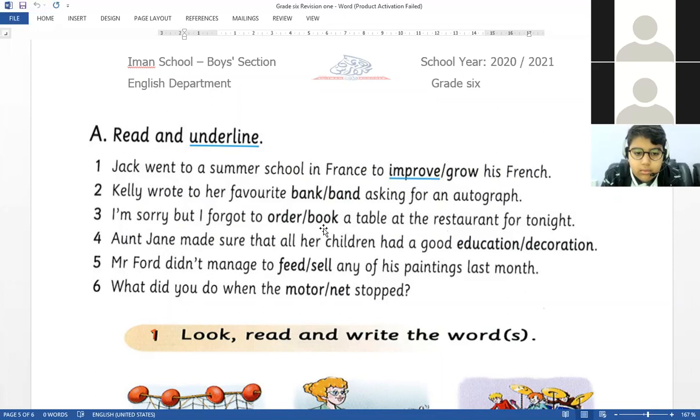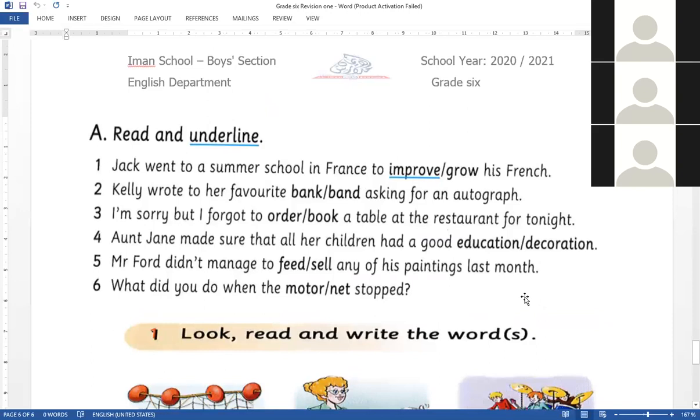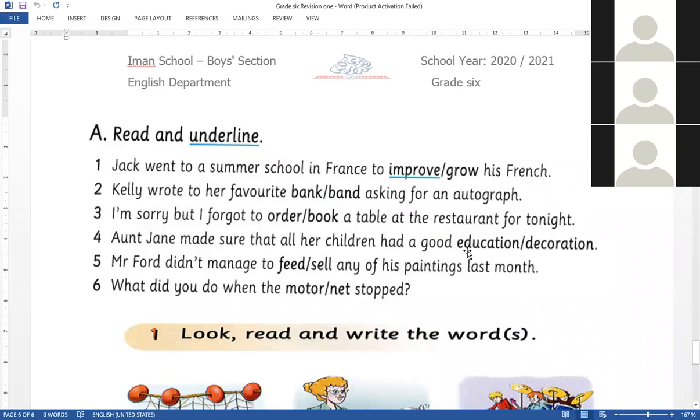Number four. Abdulaziz, number four. Aunt Jane made sure that all her children had a good... They have good education or decoration? Education or decoration? Education. What does education mean? Decoration, it means we have decorations like balloons and different colors, right? But education means they are learning, right? Yes. The word education means you go to elementary school to have a good education. You go to school to have good education. But decoration, when you have a party, you must make? Decoration.